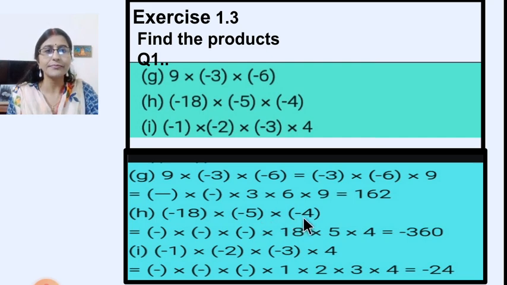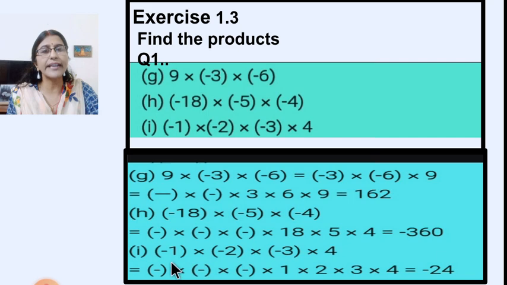Same way, next one, minus 18 multiplied by minus 4 multiplied by minus 5 multiplied by minus 4. Now again we will write down the sign first. Here you can see all 3 are negative. So we'll write minus into minus into minus. And then we'll write the numbers. First 18, then 5 and then 4. Now first we will not see the sign. We'll first multiply these numbers. 18 into 5 is 90. 90 into 4 is 360. And then we will see the sign. Minus into minus is plus. And then plus into minus is minus. So here minus is written.